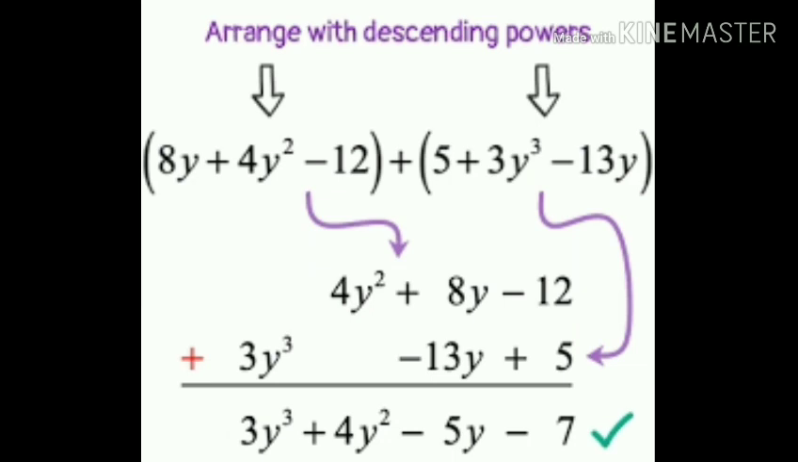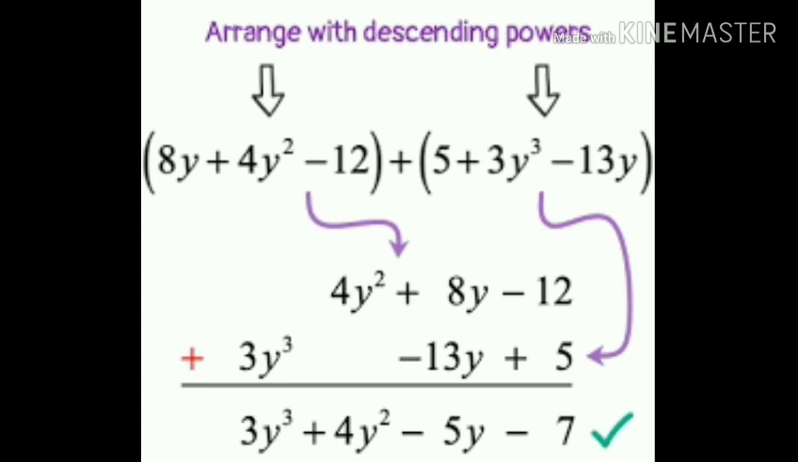In this final example, you will learn that in adding polynomials, you always need to arrange the placement of the terms first before you add them. The arrangement is from the highest degree to the lowest degree.